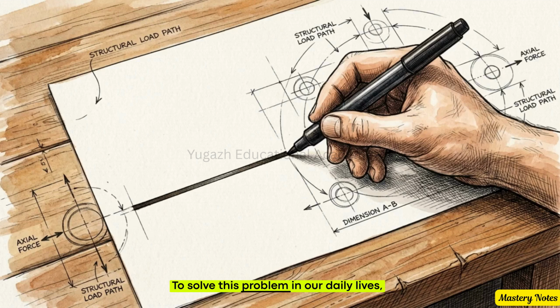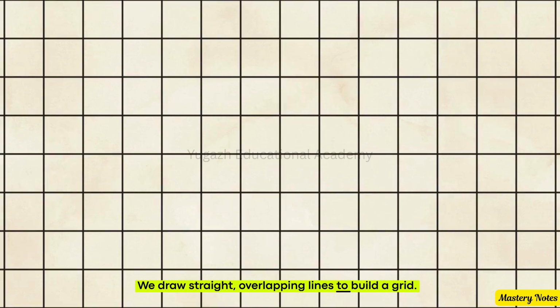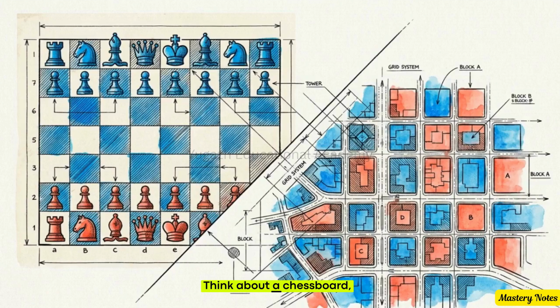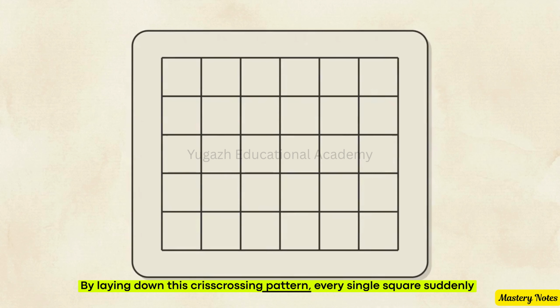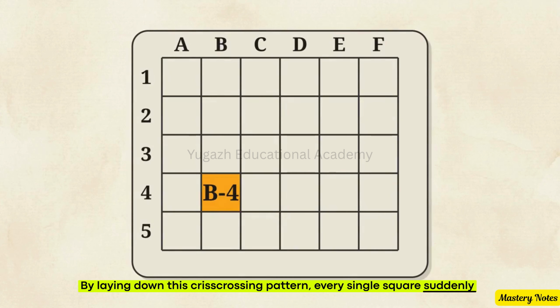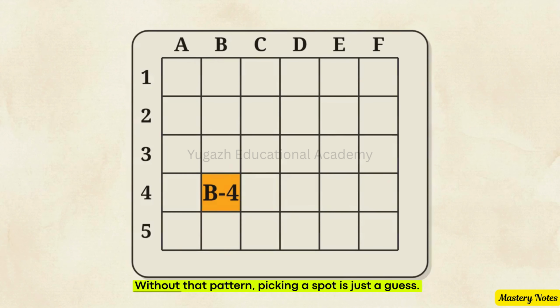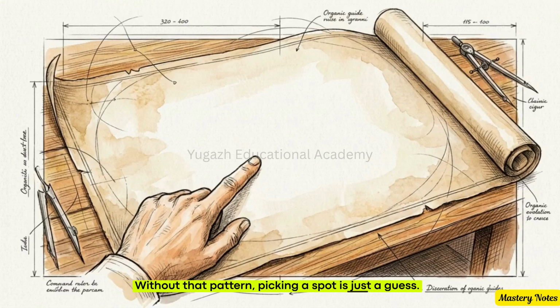To solve this problem in our daily lives, we use a very simple trick. We draw straight, overlapping lines to build a grid. Think about a chessboard, or the way streets cross each other on a city map. By laying down this crisscrossing pattern, every single square suddenly gets its own unique address that everyone can agree on. Without that pattern, picking a spot is just a guess.